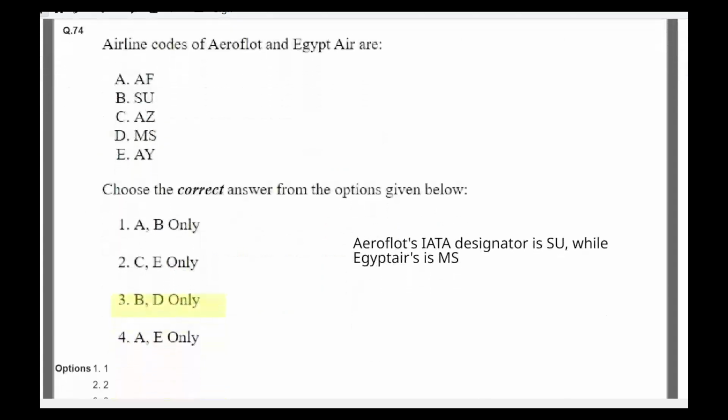Question number 24, which is airline codes of Aeroflot and Egyptair are. The right answer is SU for Aeroflot, and MS for Egyptair. Sorry, so your right answer will be B and D, option number B and D, SU and MS.